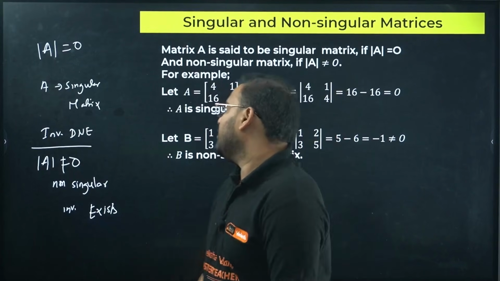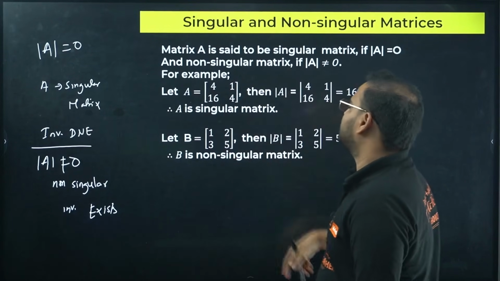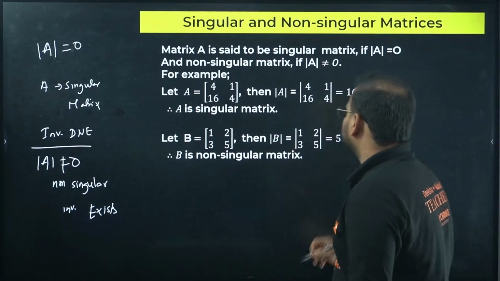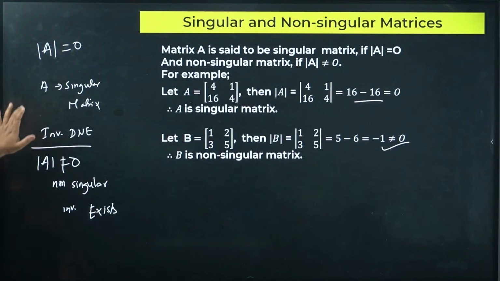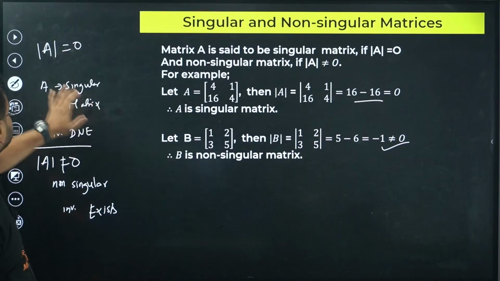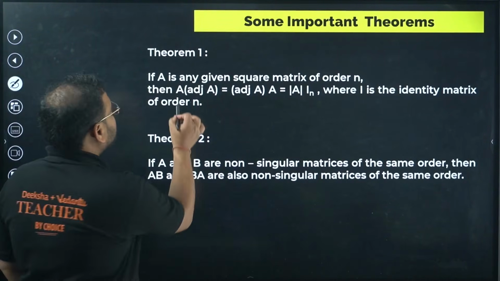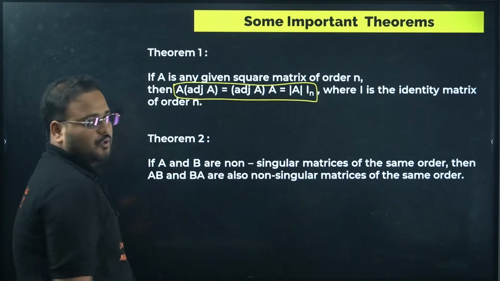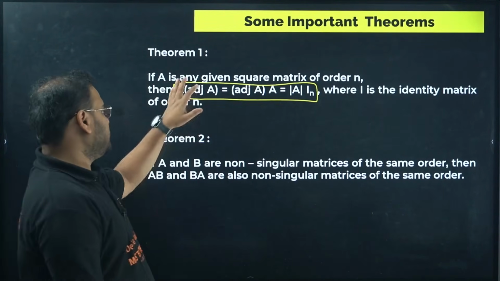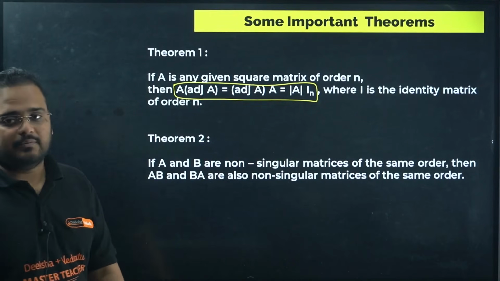Check here. 4 into 4 is 16, minus 16 is going to be 0. Here you have 5 minus 6, which will be minus 1. Hence it is non-singular in nature. Got it? Moving on. As simple as that. Nothing different over here. Some important theorems. This we will use to get the relation for our inverse also, so please pay attention to this. This is the same property we will use to get our formula for inverse.